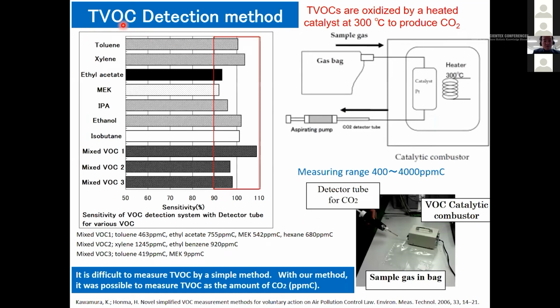Okay, next is the total VOC detection method. Detecting TVOC is very difficult for a simplified gas detector, but this method makes it possible to measure TVOC as the amount of carbon dioxide, in units of ppmC. All of the VOC in the sample gas is oxidized to carbon dioxide with a heated catalyst, and the generated carbon dioxide is detected with CO2 detector tubes. These are the sensitivities of this method for various VOCs and mixed VOCs. Sensitivity is within plus or minus 10% of 100%.